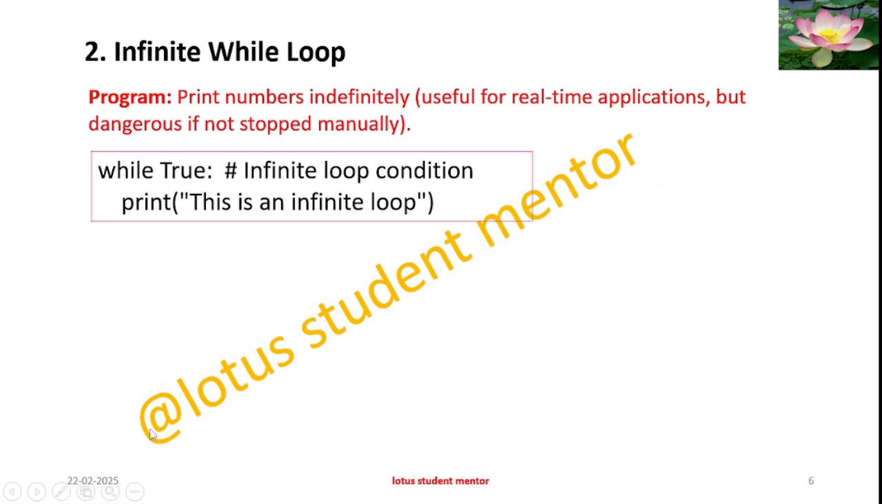Here the variety is that in this program, while True then print. This is an infinite loop. Here we did not give any condition for iteration. While True means what? There is no increment here. That's why this is an infinite while loop will be printed as an output continuously.